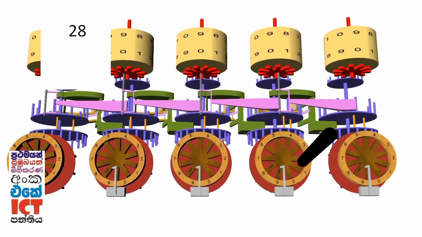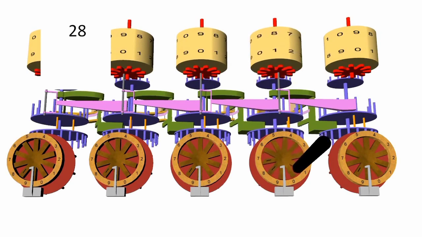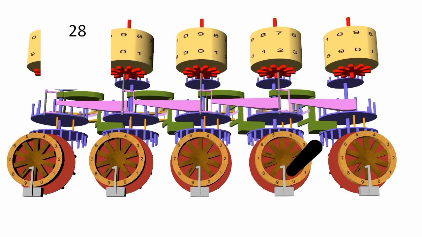In this final sequence, we repeat the earlier example of 28 plus 35 with the internal mechanisms exposed.